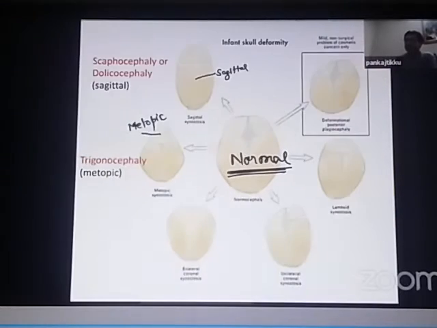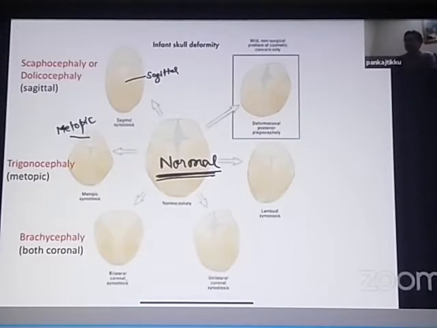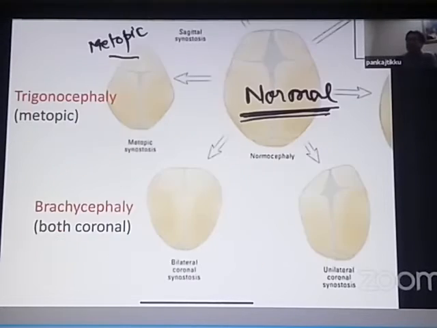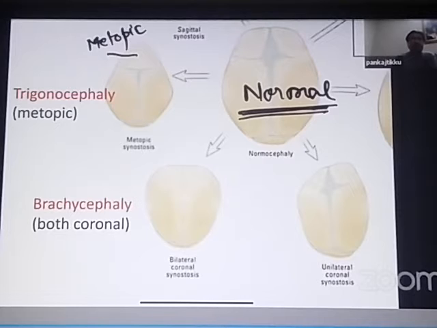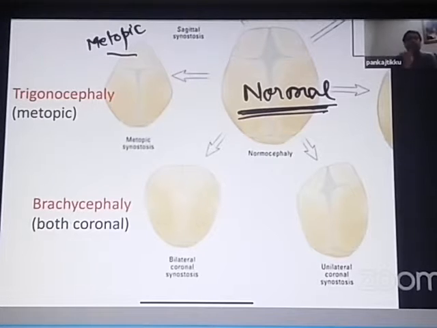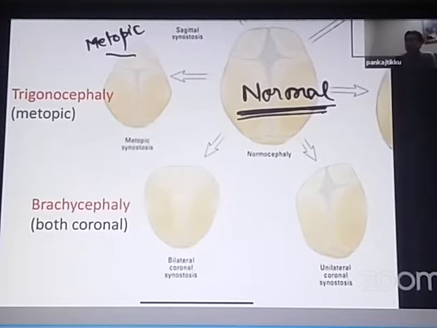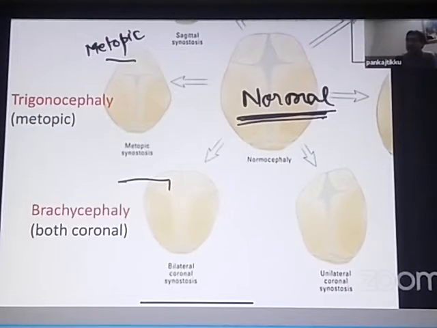Then there is another type of craniosynostosis which is known as brachycephaly. What is brachycephaly? Brachycephaly is the type of craniosynostosis which is because of premature fusion of both the coronal sutures. So these were the coronal sutures. When both the coronal sutures fuse early, it can lead to the head from the front becoming flat. This type of craniosynostosis is known as brachycephaly.